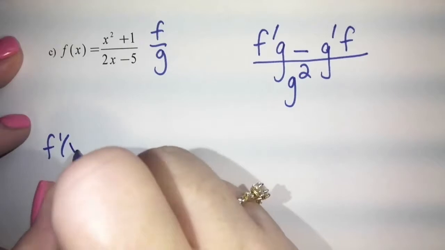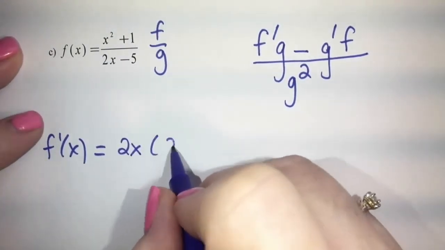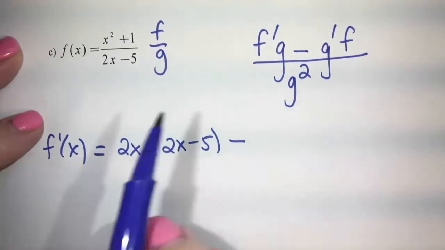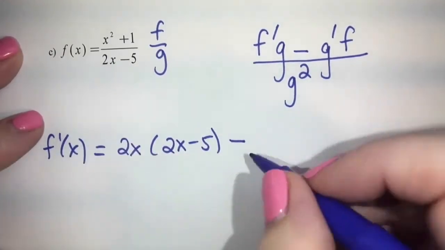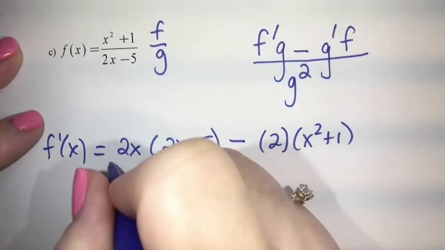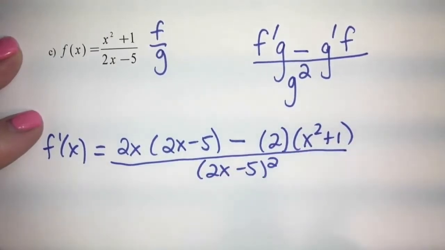So f prime of x, derivative of the top, derivative of x squared plus 1 would be 2x, times the bottom, 2x minus 5, minus derivative of the bottom, derivative of 2x minus 5 would just be 2, times the top, x squared plus 1, all over 2x minus 5 squared.